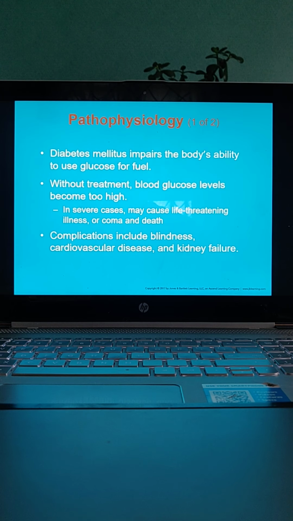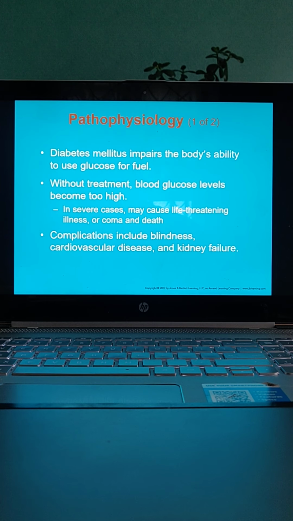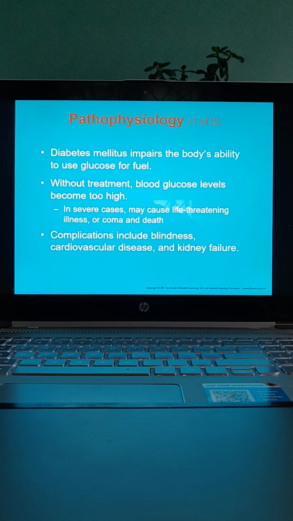When somebody has too much sugar in their body and they can't process it, it can cause coma, death. It can cause blindness, kidney, and heart disease. The person is going to present being very, very tired. They're going to be peeing a lot. They're going to be dehydrated. They're going to have an increased thirst.